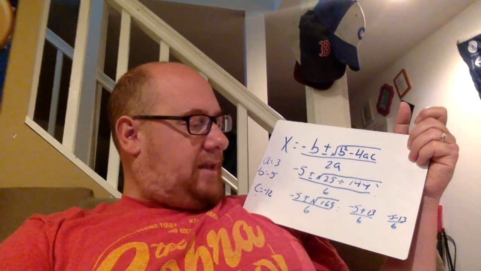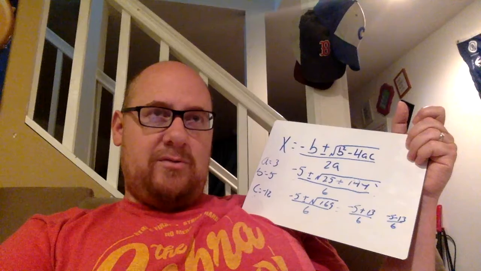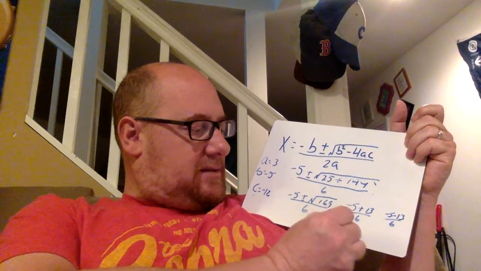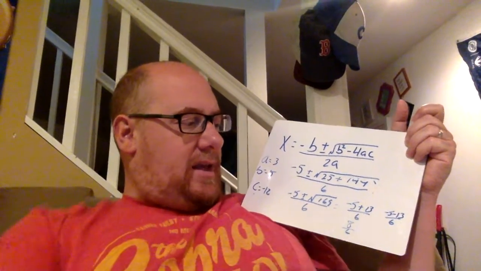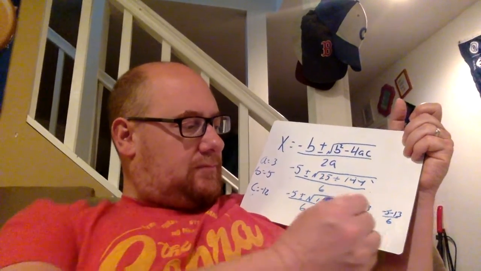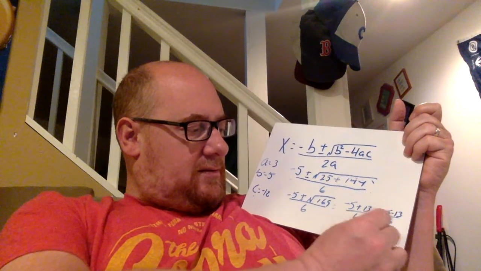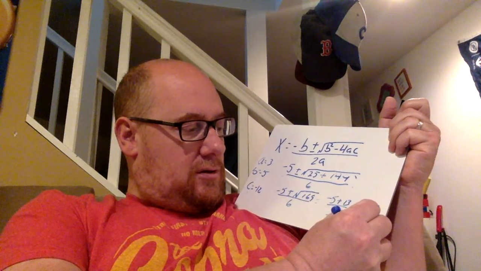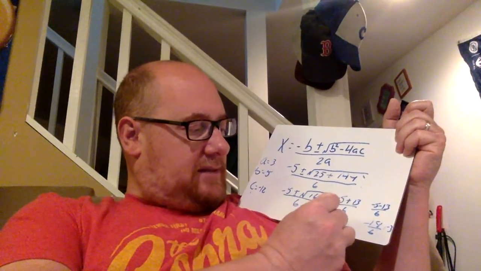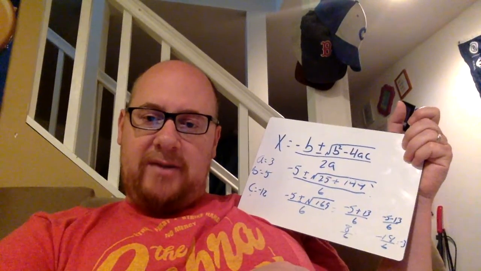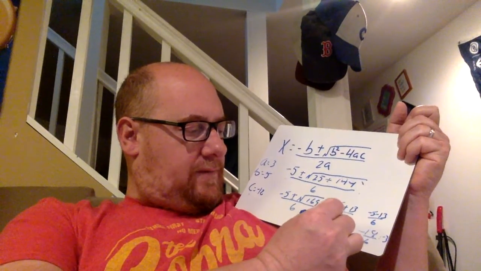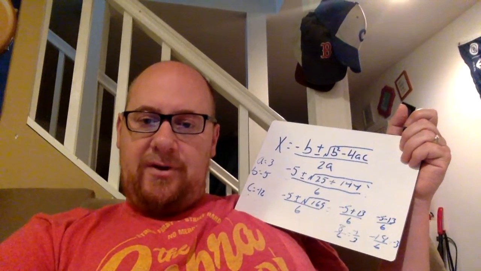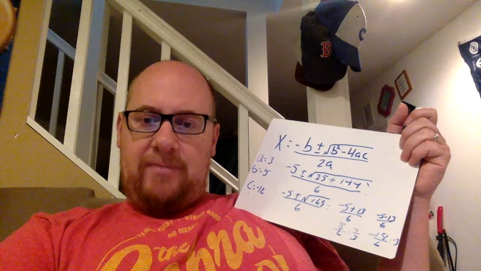So negative 5 plus 13, which would be what, 8? Am I right on that? 8/6. And then negative 5 minus 13 is negative 18/6. I can simplify both of those. This would equal negative 3. And 8/6, just divide both by 2, and I get 4/3. Those are your answers. X equals 4/3, and X also equals negative 3.